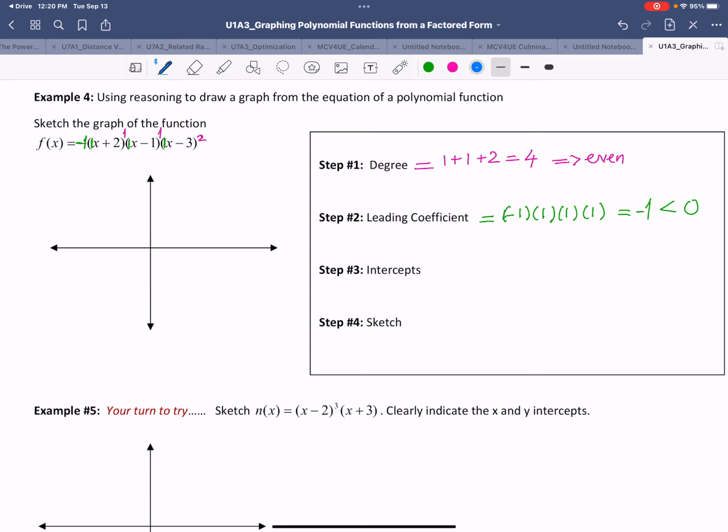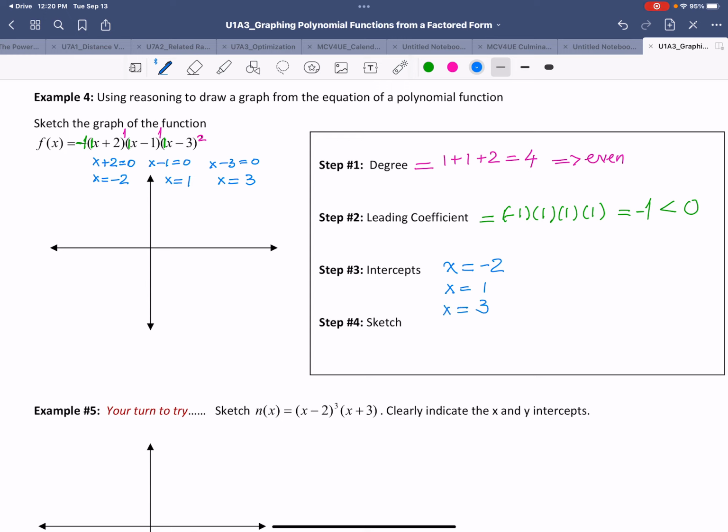Next, we have to determine the x-intercepts. To determine the x-intercepts, when functions are given in factored form, we are going to make each factor equal to 0 and derive the x-intercepts from there. So we're going to say if x plus 2 equals 0, it means that x is negative 2. If x minus 1 is 0, x is positive 1. And x minus 3 equals 0 means that x equals 3. So I will list all the x-intercepts: negative 2, positive 1, and then positive 3.